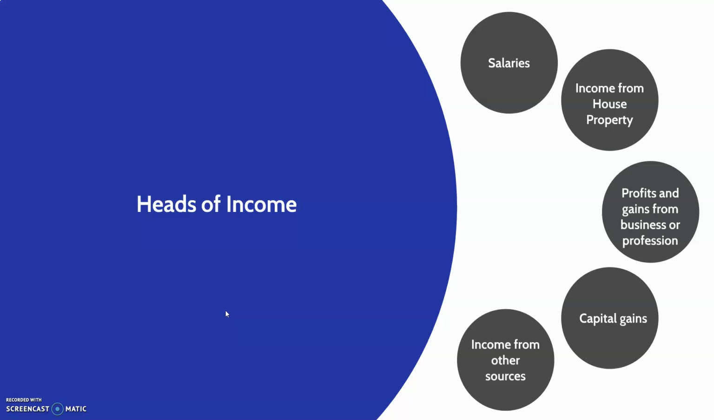For income tax purpose, different sources of income are grouped under 5 heads. They are salaries, income from house property, profits and gains from business or profession, capital gains, and income from other sources. The aggregate of income from all these 5 heads is known as gross total income.